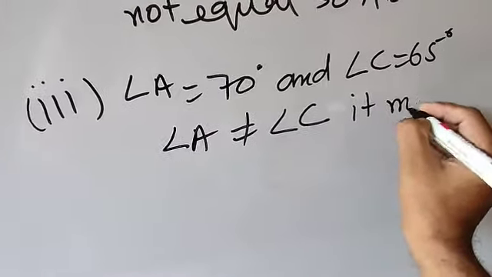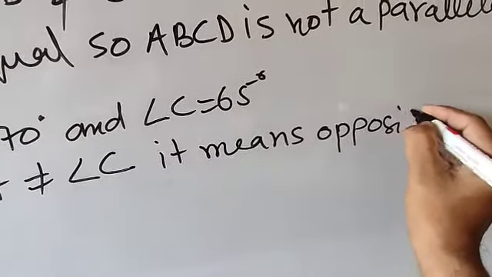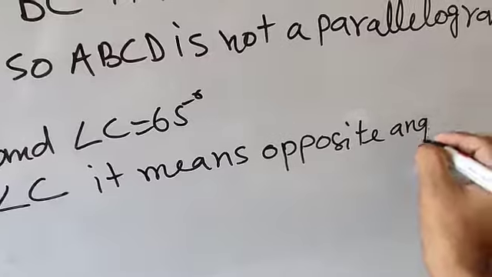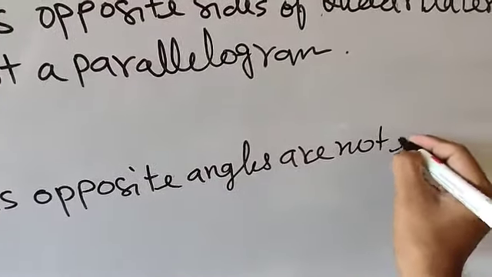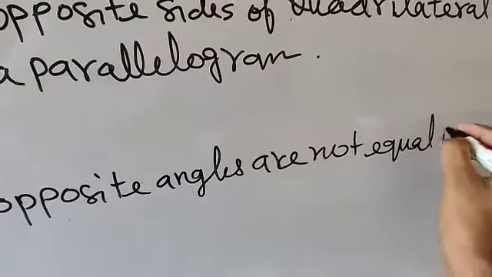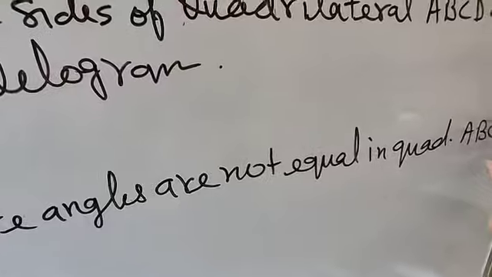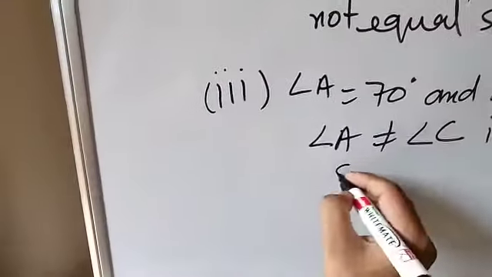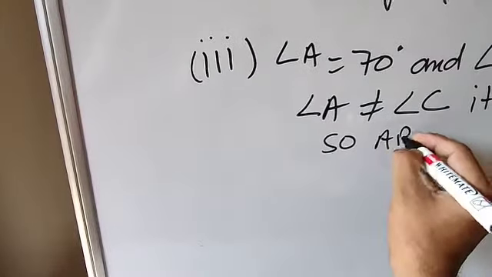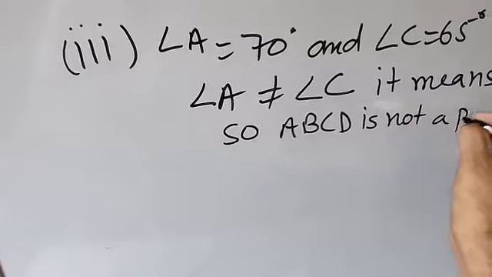It means opposite angles are not equal in quadrilateral ABCD. So ABCD is not a parallelogram.